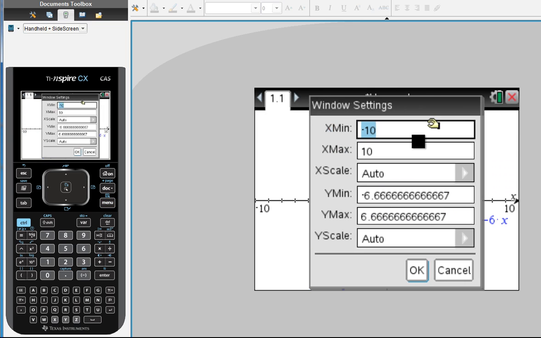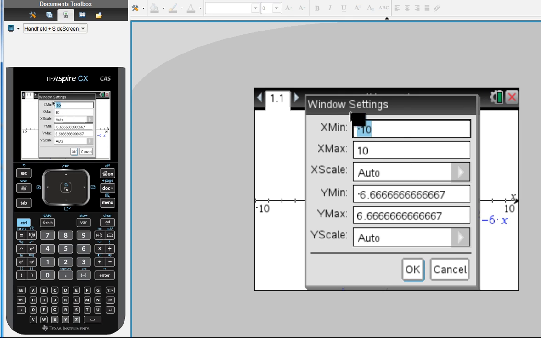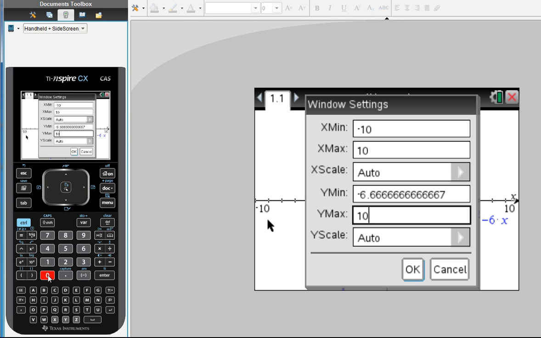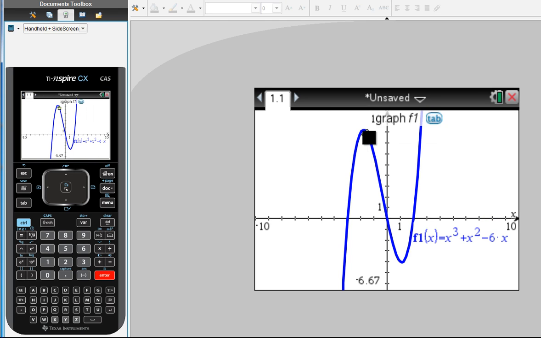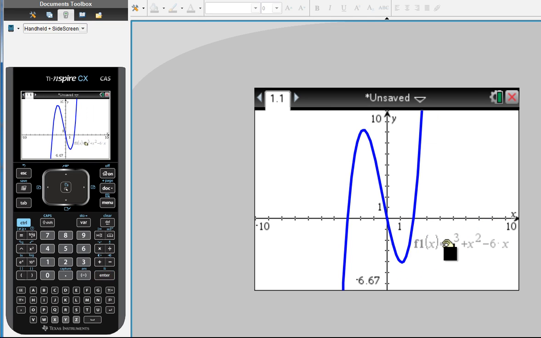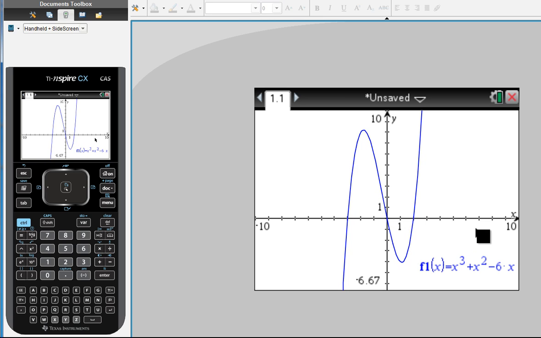We can see that we cannot really see the maximum up here, so I just want to change the y max to be 10. Then I'm gonna click OK. Now I can see the maximum and the minimum here. Let's draw the derivative of the function in the same graph.